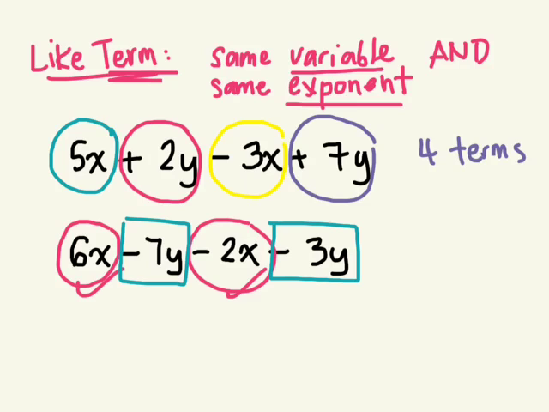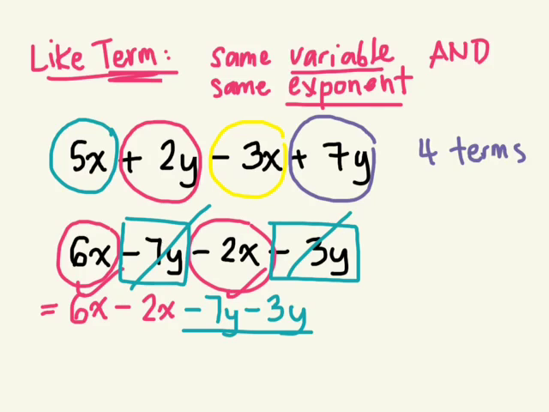So I can actually rewrite this. I can write it as 6x minus 2x and then negative 7y minus 3y. I'm putting my x terms together and then I'm putting my y terms together. All I did was rearrange it in a different order. Does the order matter? No, as long as the signs are correct.